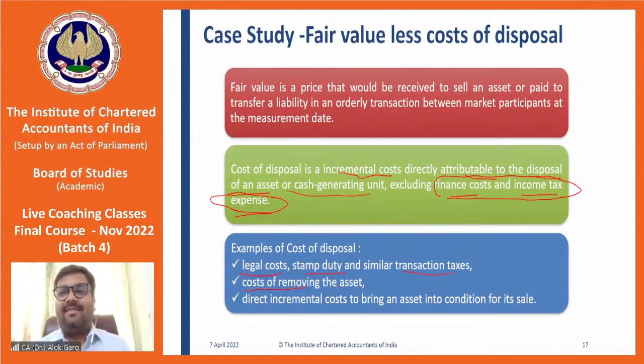So if you can see, these examples are directly related to cost of disposal. Why will you remove the asset? You will remove the asset because you have taken a decision to sell that asset, right? Why will you incur an incremental cost for bringing the asset into condition for its sale? Because you have already taken a decision to sell the asset, right? Clear?